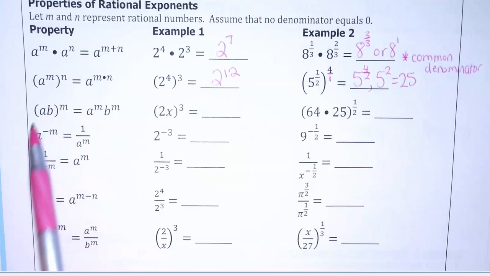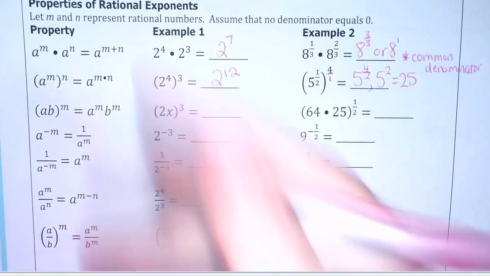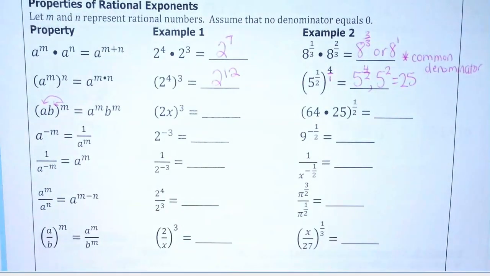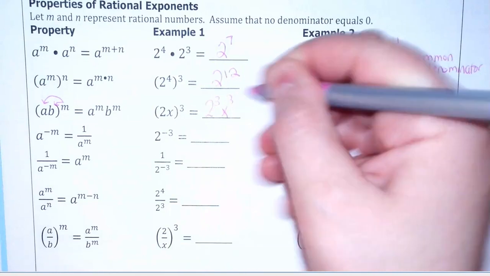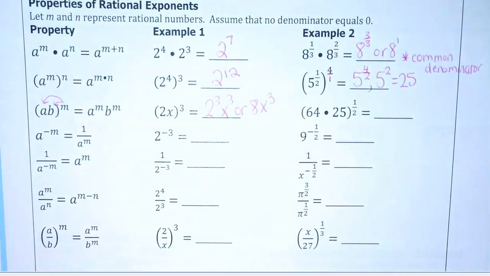Product to a power. Product here, these two being multiplied, it's a little bit of a distributive property. Notice I just have multiplication in there. I don't have any adding or subtracting, so you can do this. So this example would become 2 to the 3rd and x to the 3rd, or if you want to simplify that, 2 to the 3rd power is 8, so it'd be 8x to the 3rd.